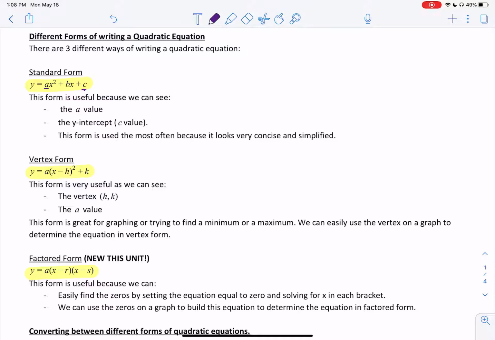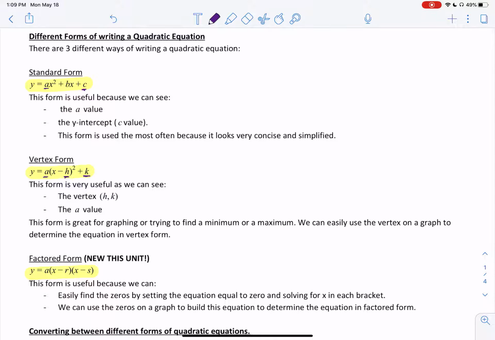Second is vertex form, and we are focusing a lot on vertex form in our other units. And this one is great because we can see our vertex with our h and our k. So that's very useful. And then again, we can still see our a value here, which is lovely. And again, that will tell us if it's been stretched, compressed. So vertex form is awesome because we can see all of our transformations. And if I'm looking for a minimum or a maximum, I can also find that. So loads of benefits to why we would use vertex form.